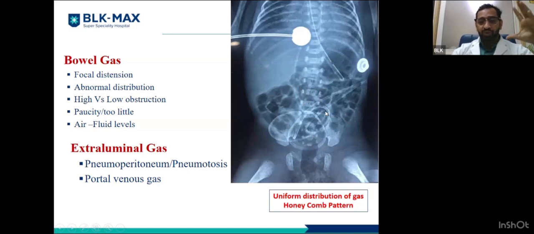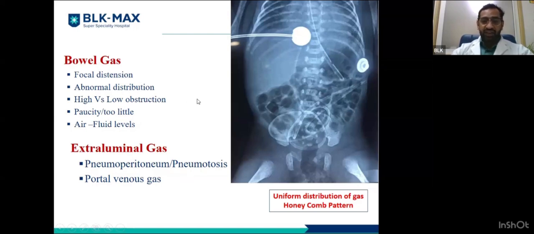So you should also look for all these tubings, whether they are positioned properly or not, whenever reading the X-ray. So when I'm seeing a bowel gas pattern, I should look for whether there is any focal distension or not, whether there is abnormal distribution or not, whether the gas is present in the upper abdomen only, or there's absence of gas in the lower abdomen, which will help you in knowing the level of obstruction, paucity or too little gas, and also air fluid levels.